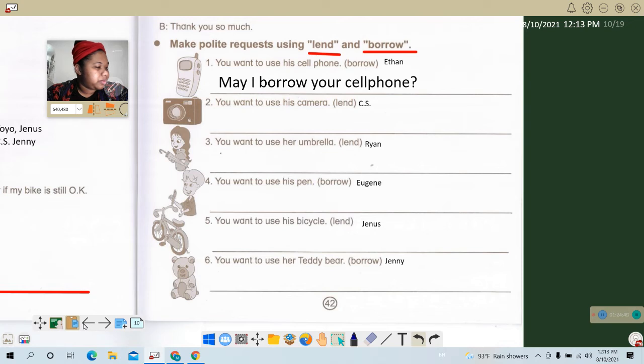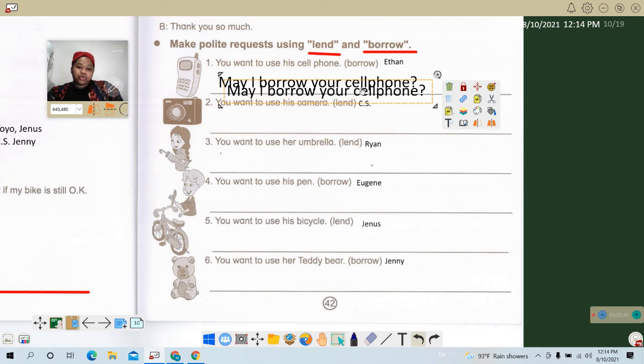Could you lend your camera? Are you sure? Try again. Could you lend me your camera? Final answer. 1, 2, 3, go. Could you lend me your camera? Yes. Could you lend me your camera?